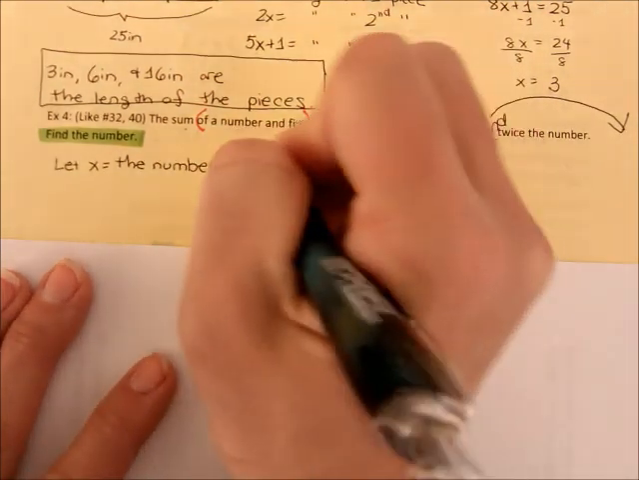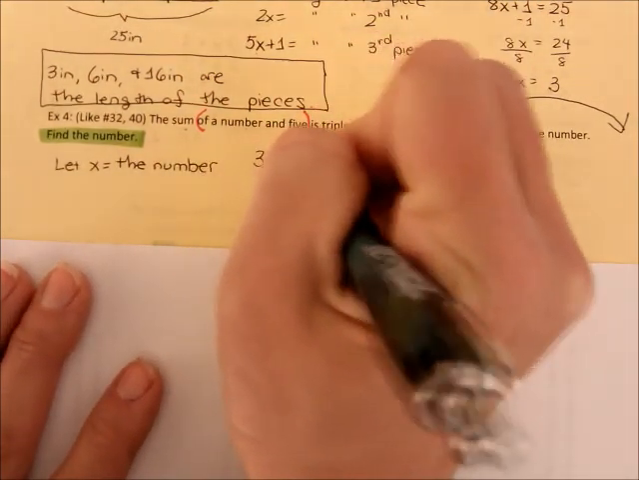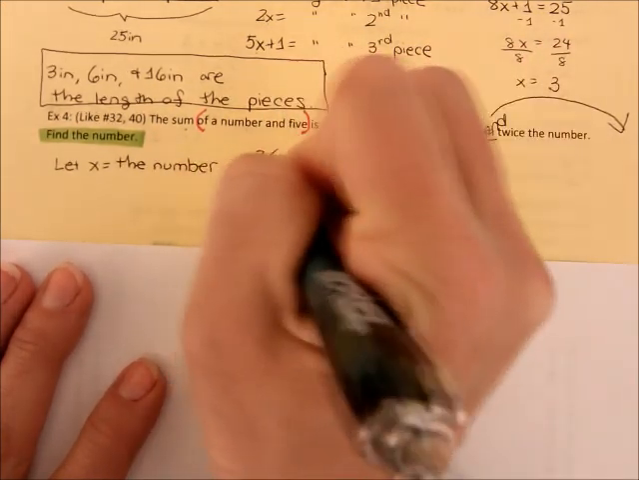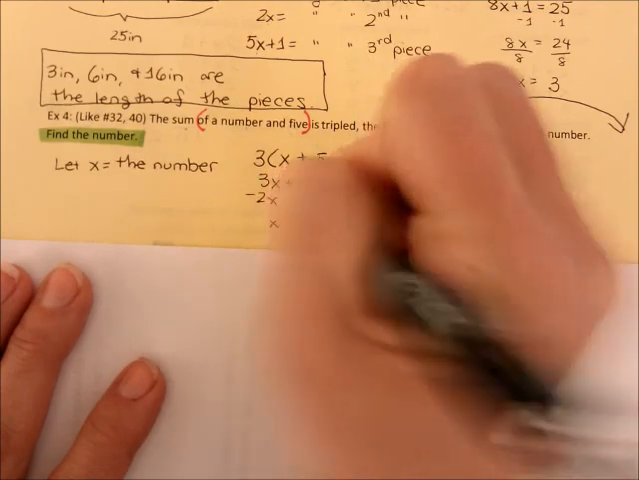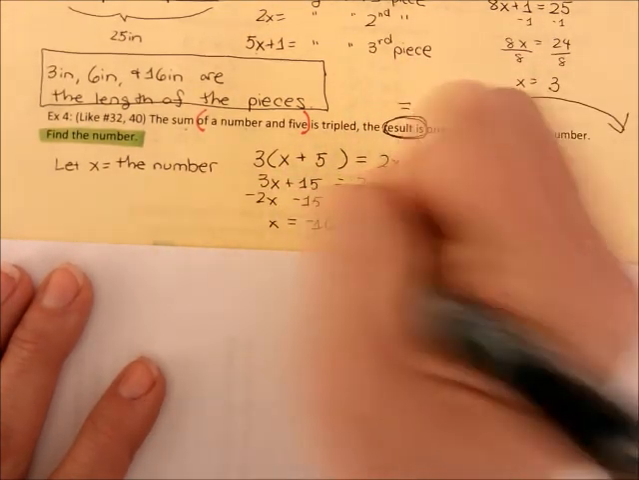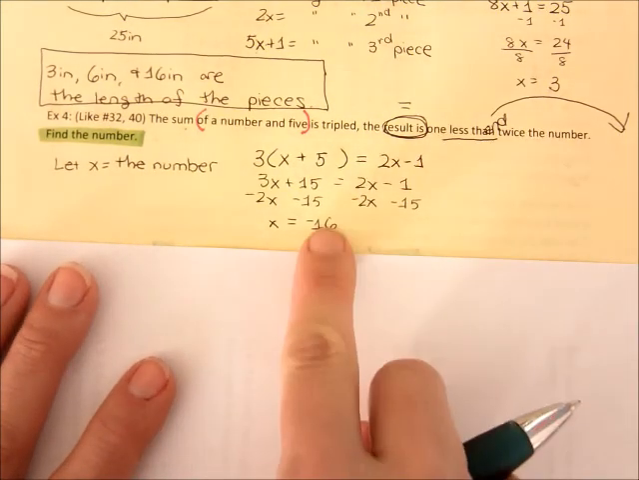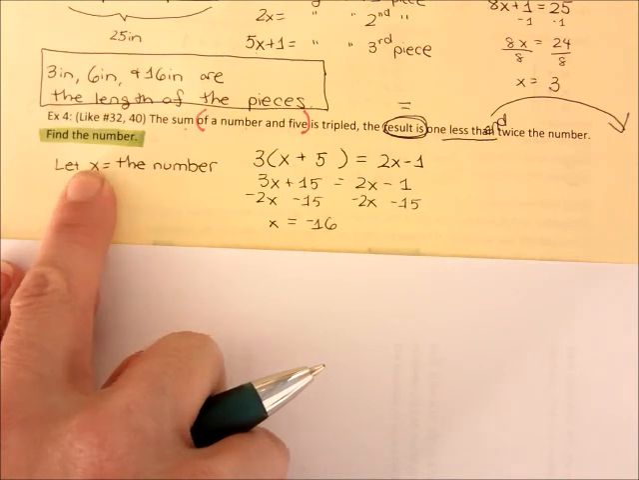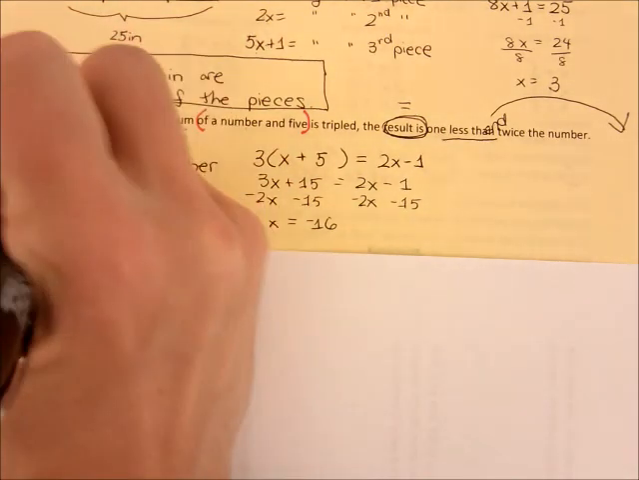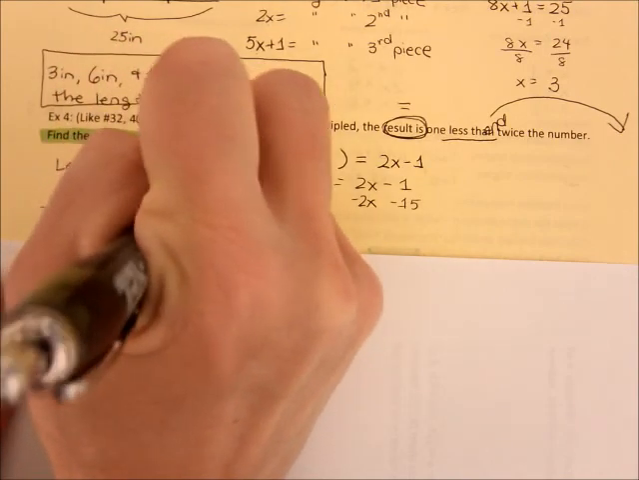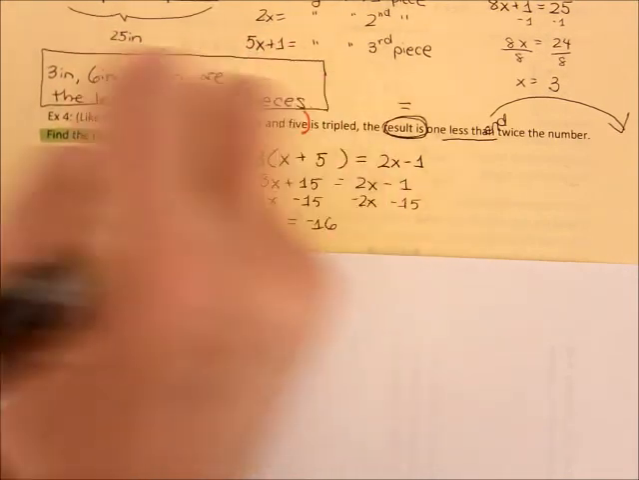We have 3x plus 15 is equal to 2x minus 1. Subtract over 2x and we get 1x. Subtract over 15 and we get negative 16. Now, negative 16 is the x. Do we have to plug it in at all? Nope. So negative 16 is the number. Perfect.